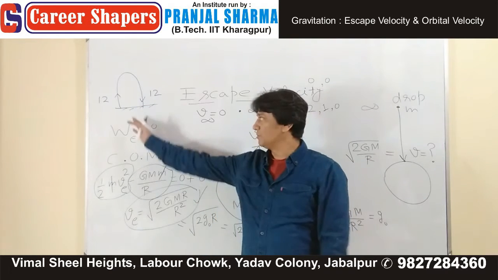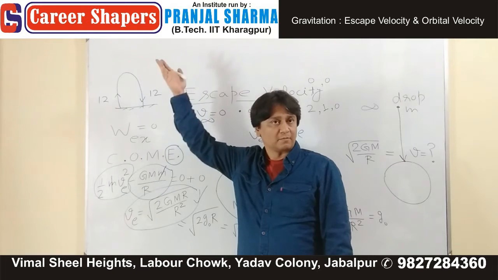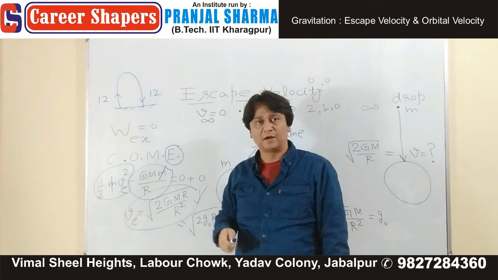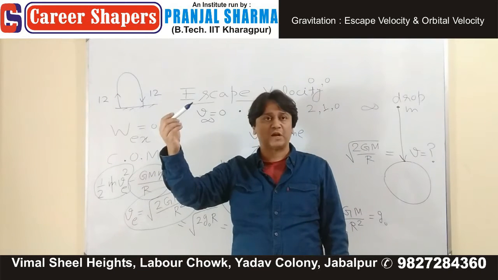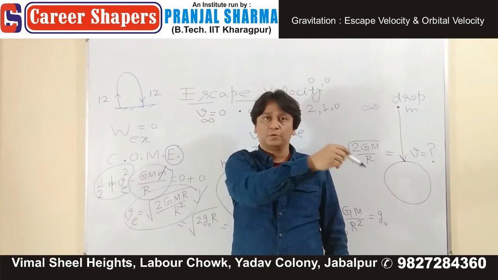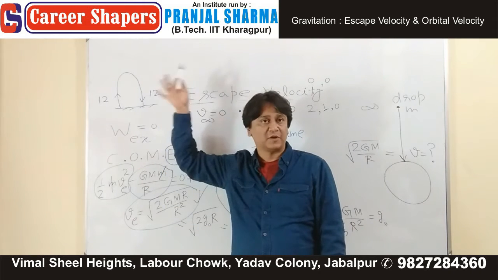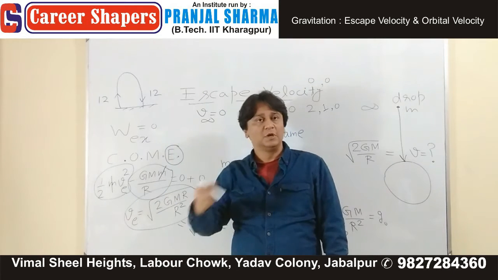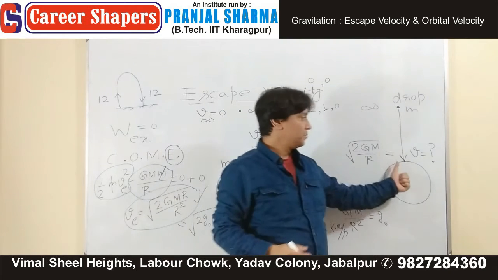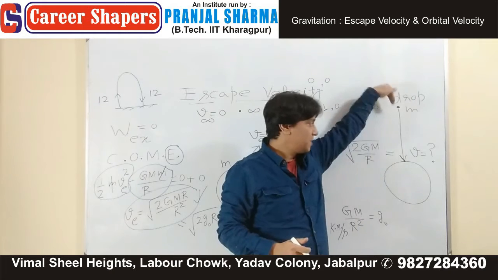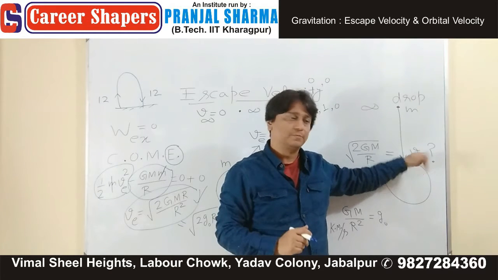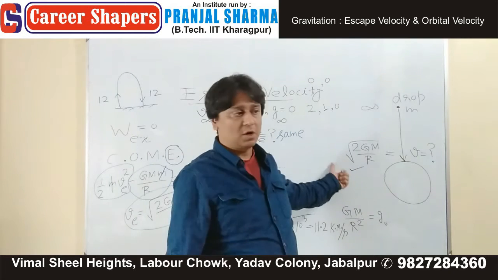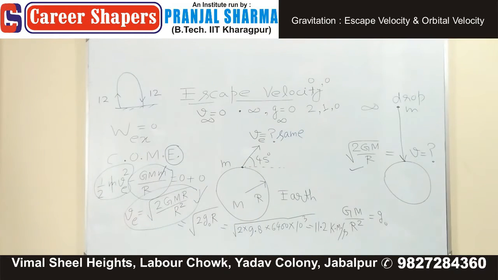Something which you have already seen in projectile and in motion under gravity, in kinematics. In projectile, when you throw an object with speed u, it arrives with u. In motion under gravity, in the first kinematics, when you throw an object up with u, it comes back with u. Same is the case here. You're throwing an object up with VE and it is coming back with VE. So write down the answer. The answer in this case is again root of 2GM by r.